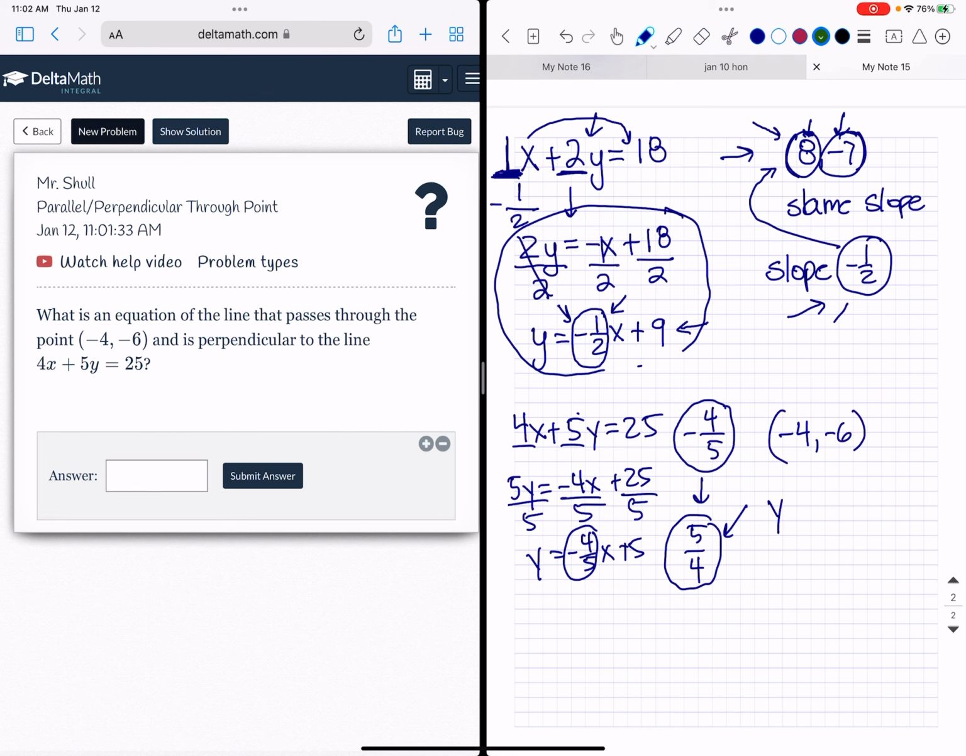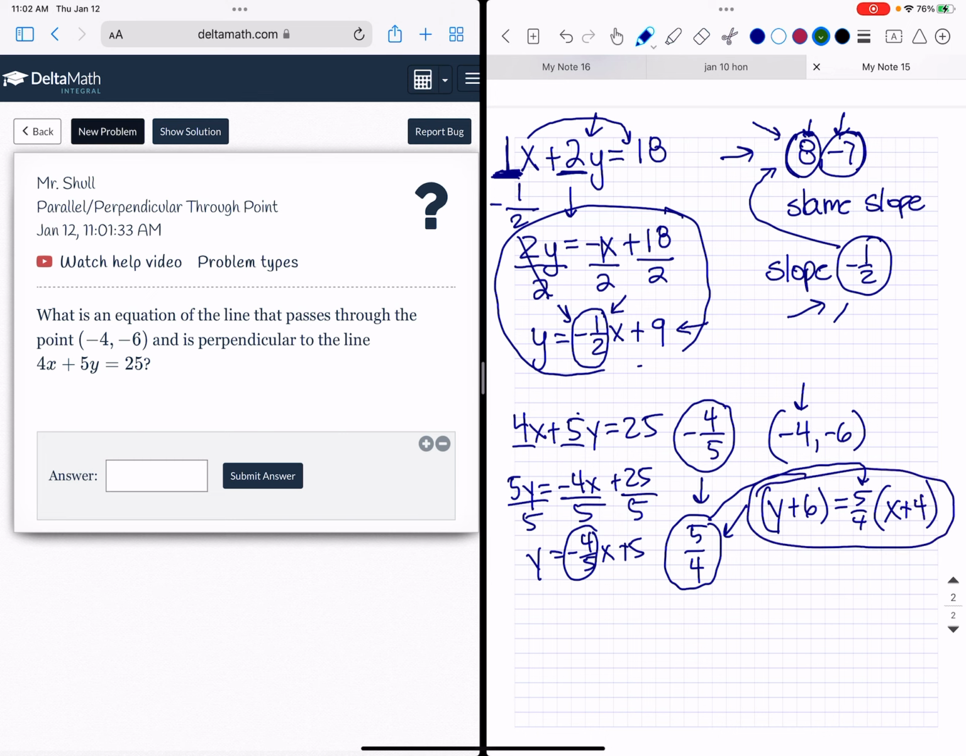So y minus negative 6 is y plus 6 equals, I'm going to steal my perpendicular slope and put it right there. And x minus negative 4 is actually x plus 4. And there's mine right there.